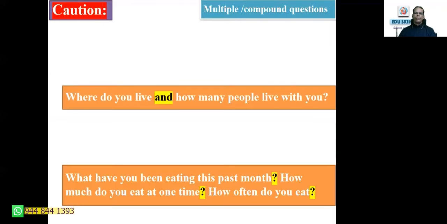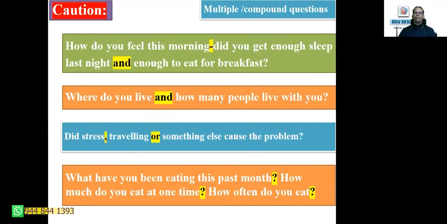That's because that will confuse the patient. Okay, now question multiple compound questions. How do you feel this morning? Did you get enough sleep last night and enough to eat for breakfast? Compound question, 3 questions compiled together. This should not be happening.